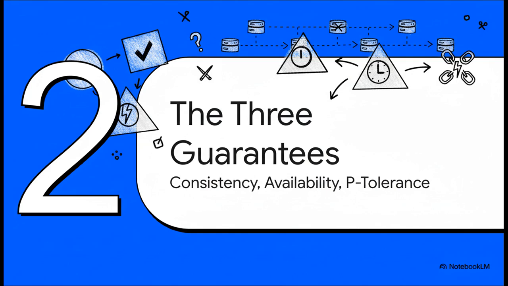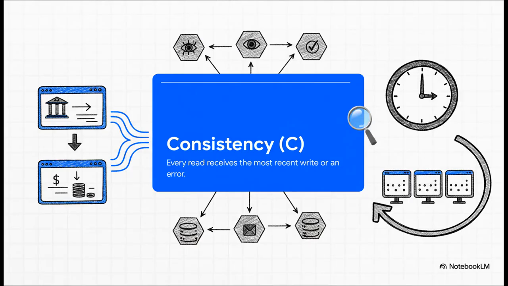So, to really get why this is such a tough choice, we first have to understand what the options on the table even are. What are these 3 promises that systems try and fail to keep all at the same time? First up, we have consistency.